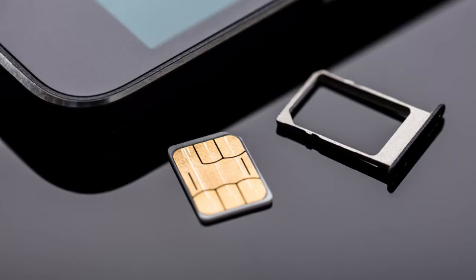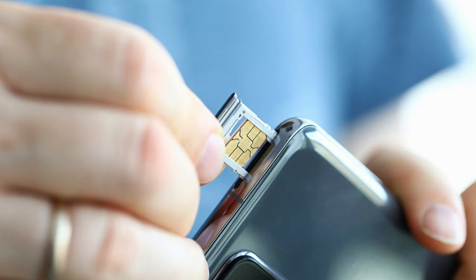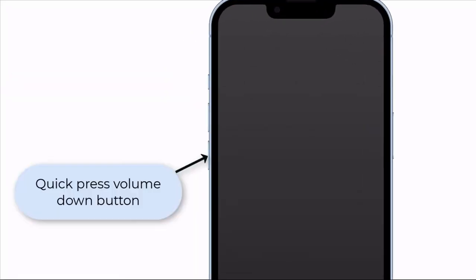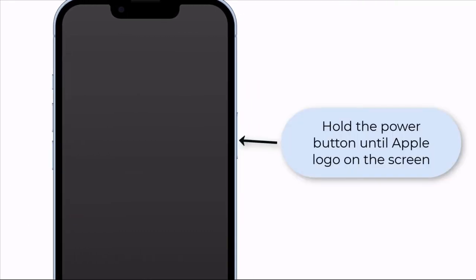Solution 2. Remove and reinsert SIM card. A SIM card is how your phone gets a network signal and is able to perform network tasks. This requires a working and properly inserted SIM card. Solution 3. Force restart. If you want a hard reset iPhone, you need to quick press the volume up button and quick press the volume down, then hold the power button until you see the Apple logo on the screen.